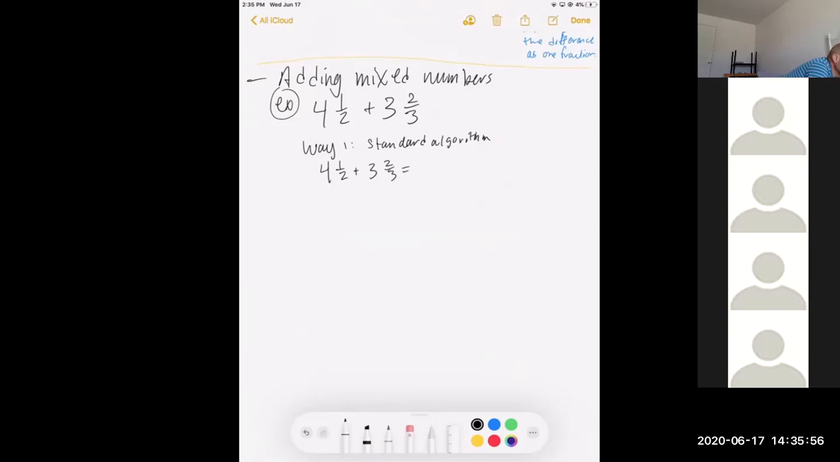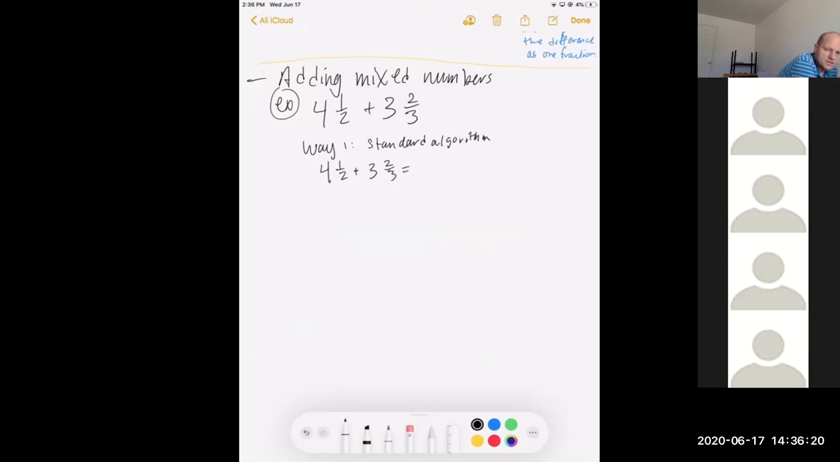Mm-hmm. And so to change them, 1/2 is 3/6 and then 2/3 is 4/6. And so if you add those together, it's 7/6. And so the two fractions together would be 1 and 1/6, and then you'd add the whole 4 and the whole 3 in.